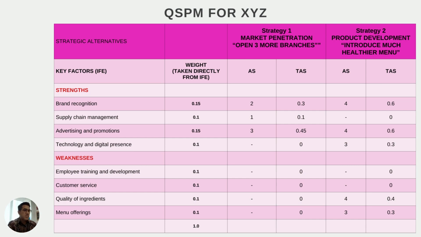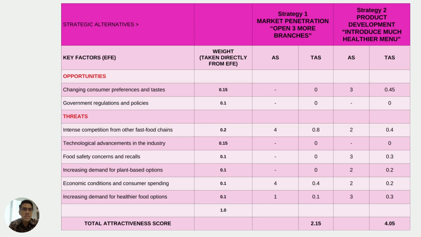So the first step in the QSPM, like I have already explained in the previous video, is that you need to list all of the key SWOT. And these key factors should be the exact same key factors that you have used in your EFE and also your IFE analysis. So you can see here the exact same strengths, the exact same weaknesses, the exact same opportunities and the exact same threats that you need to list in your QSPM table. So that is the first step.